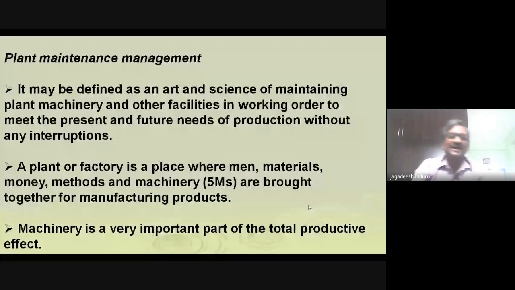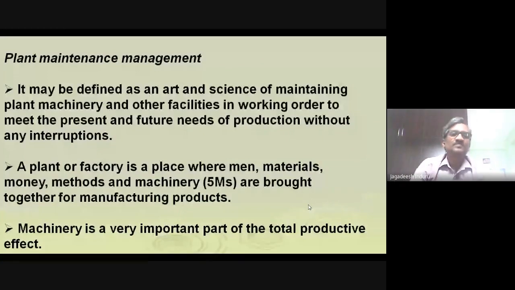And a plant is a factory, not a regular plant we see in biology. It is a place where men, material, money, method and machinery, these five M's, are brought together to manufacture products. So machinery is a very important part of the total productive effort.